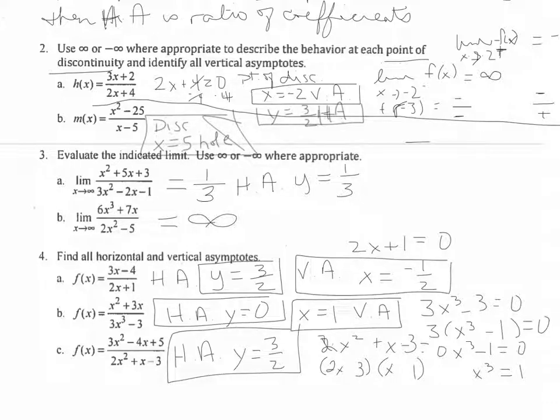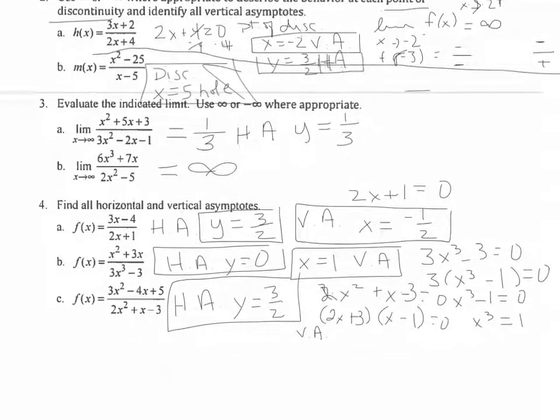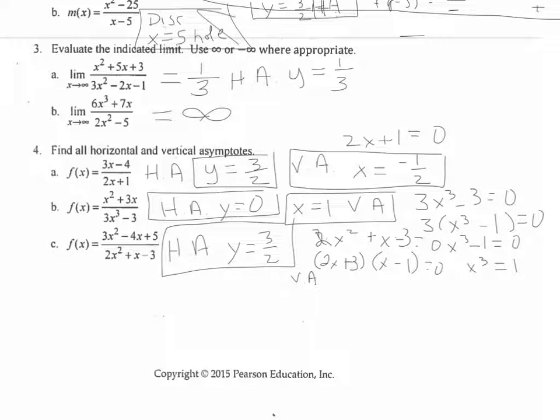And since I'm multiplying and get a negative, I know one of these has a plus, one has a minus. Since I want it to add up to be a positive x, I should have 2x plus 3 times x minus 1. And so if I were to solve this, I have two vertical asymptotes. I would set 2x plus 3 equal to 0, and I would set x minus 1 equal to 0.